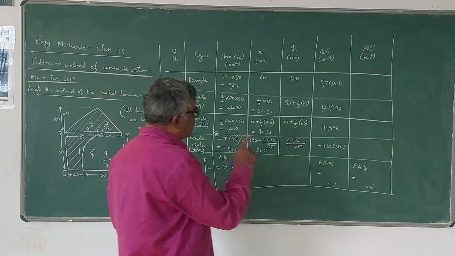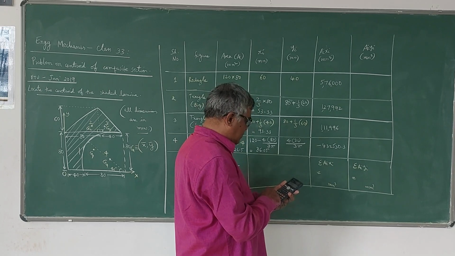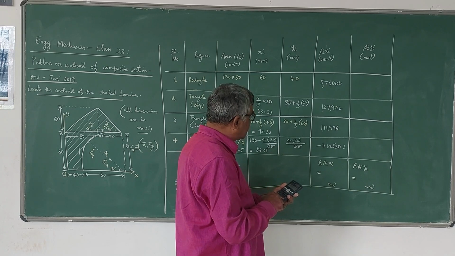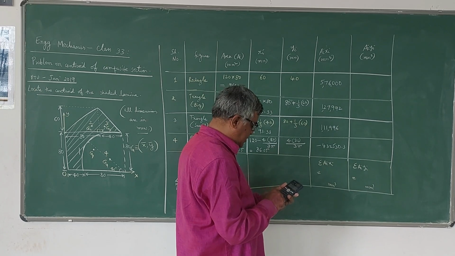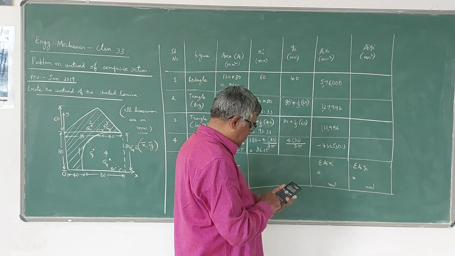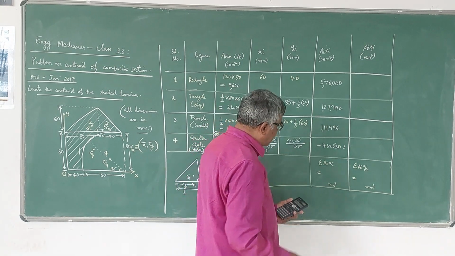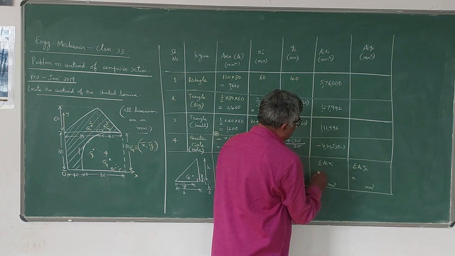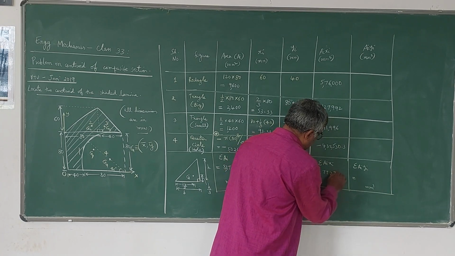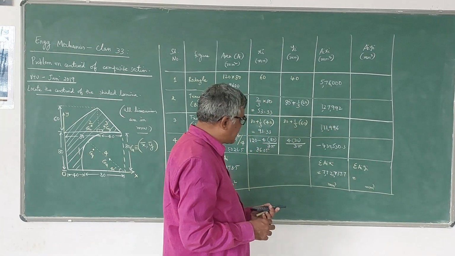So we have to add this. Only the last value is negative. So if you add 576,000 plus 127992 plus 111996 minus 432,530.3, it comes out to be 737.7. So this is the value of AIXI in millimeter cube.